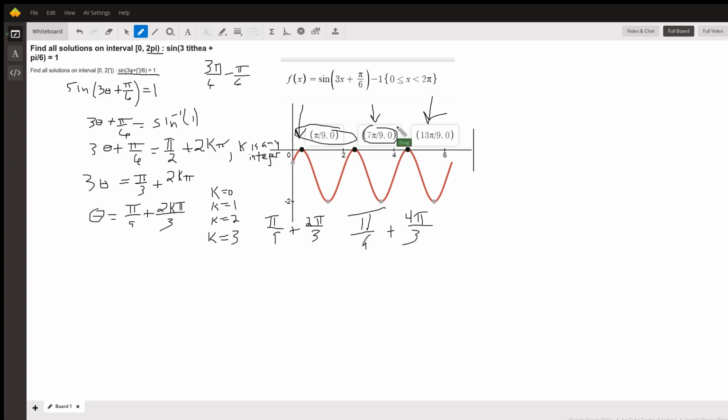So the answer to the problem would be the set of numbers pi over 9, 7 pi over 9, 13 pi over 9. There you go.